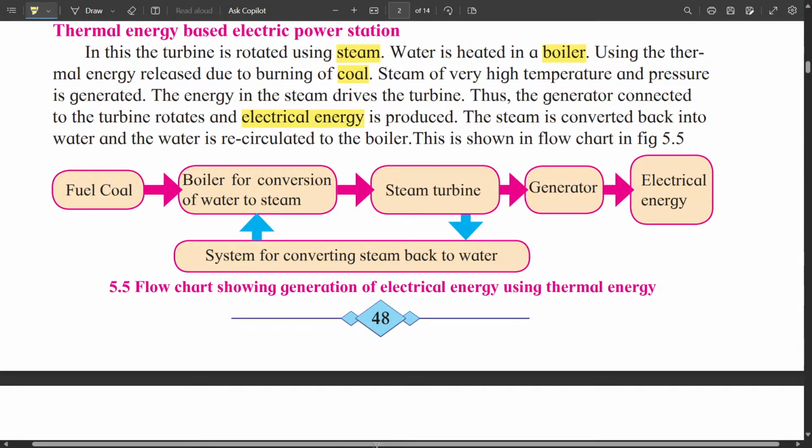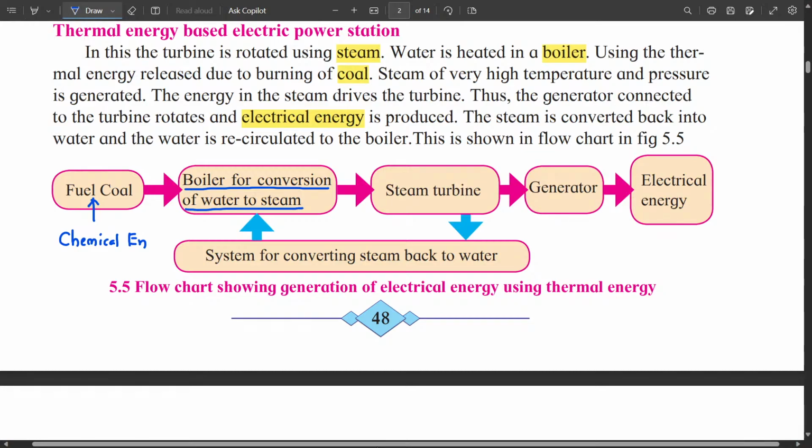produced. The steam is converted back into water and water is recirculated to the boiler. So if you want to draw the flowchart showing the generation of electric energy using thermal energy, first we have fuel coal. In this the chemical energy is stored in coal. And when coal is burnt, heat is produced. So using that heat in the boiler, water is converted into steam.